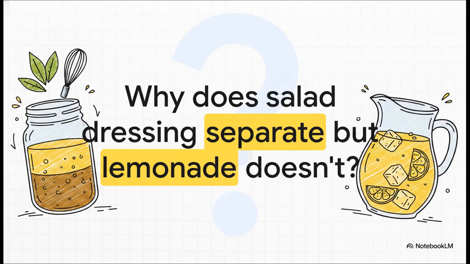You shake up that salad dressing, it looks amazing, and then you turn around for 5 minutes and boom, it's separated back into layers. But your lemonade, it stays perfectly mixed all day long. So what's the deal? Well, that's exactly the mystery we're going to solve today.